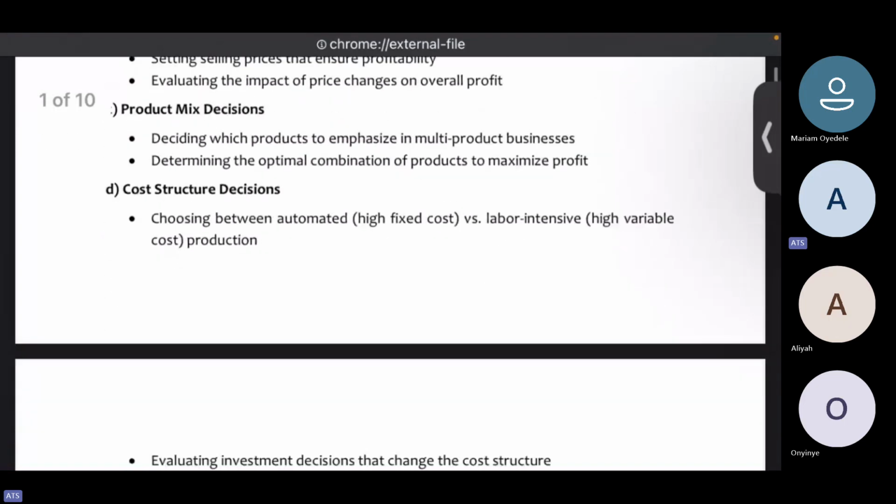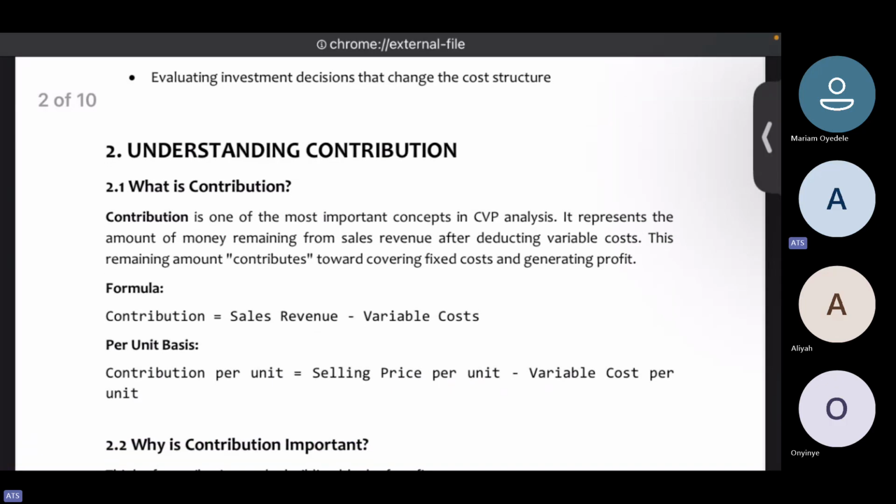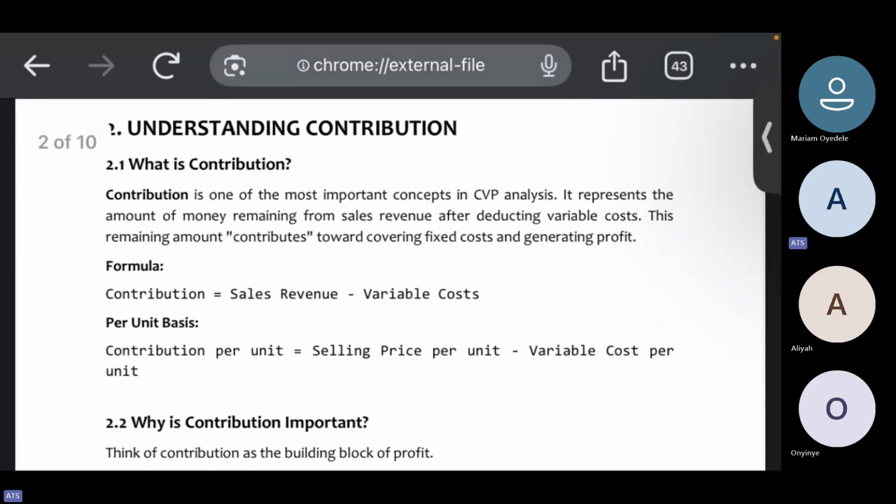Okay. So now there is an important concept when talking about CVP analysis. In fact, it is like the debit and credit of CVP analysis. You need to understand it. It is called contribution. Right?